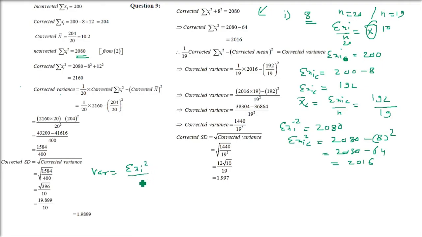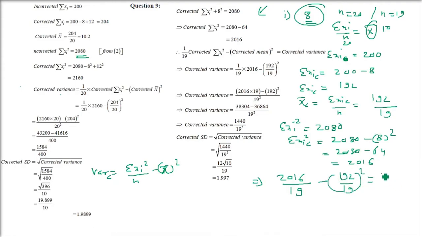So what is the variance formula? This formula we have been using again and again: sigma xi whole square by n minus x bar whole square. And this is the corrected one. So sigma xi whole square is 2016 divided by n, where 1 is removed because we have omitted 1. So divide by 19 minus x bar, that is 192 divided by 19 whole square. So this is going to be the variance.